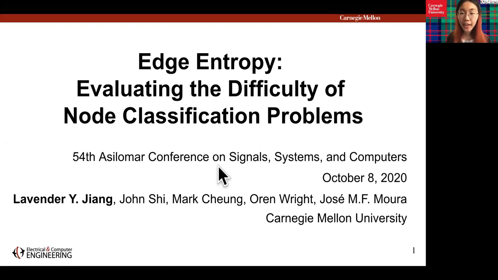I'm here today to talk about edge entropy, which is a way to evaluate the difficulty of node classification problems. This is joint work with my collaborators Zhang Xi, Mark Chan, Oren Wright, and Professor Jose Mora.